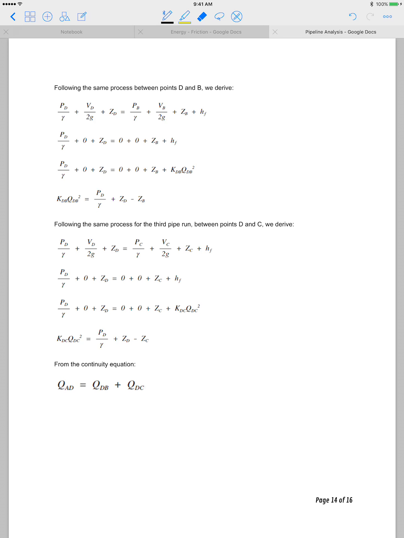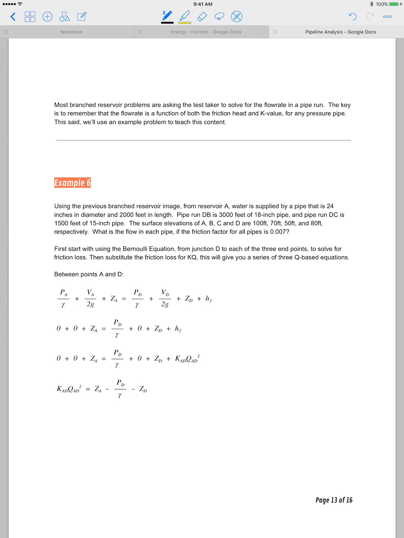And we're gonna have three equations to consider. Okay, so if we're doing this from points A to D, 0, 0 elevation, then we have a pressure at D because it's not exposed. That's the junction. We don't have velocity there. It's negligible, remember. We do have a D height, and we have a friction loss.